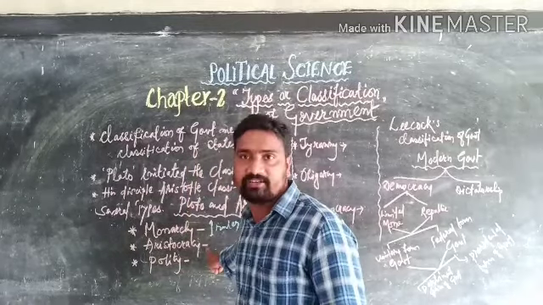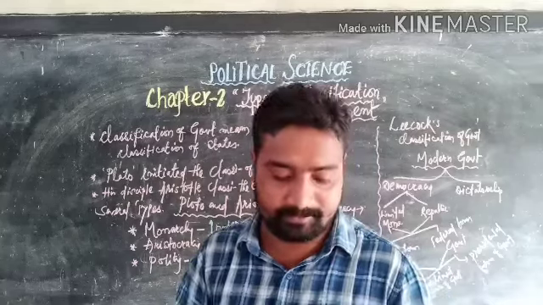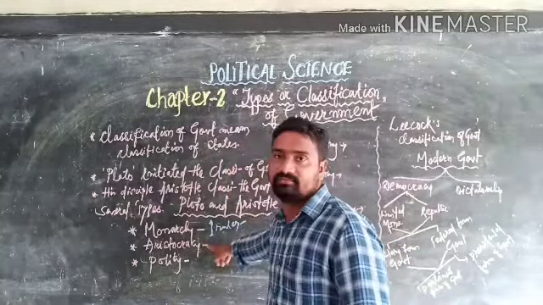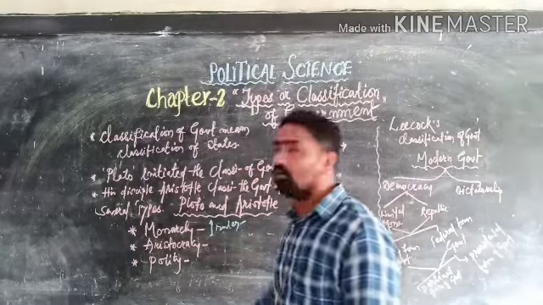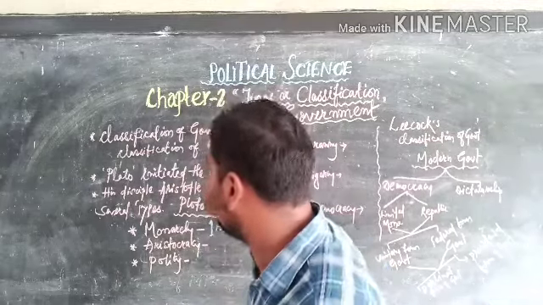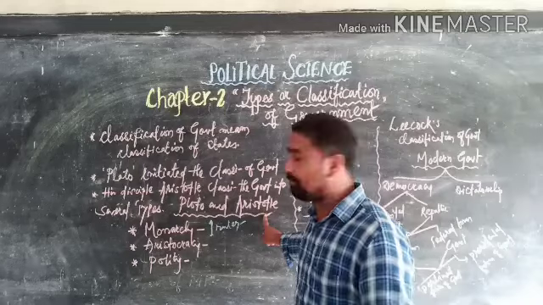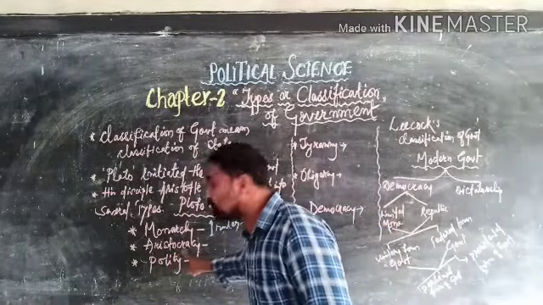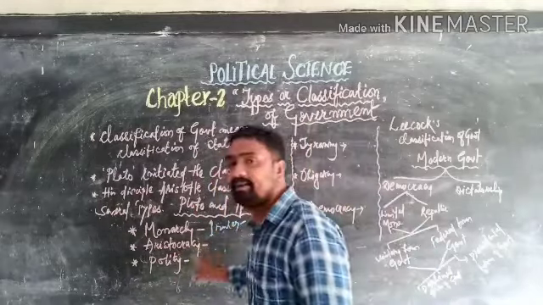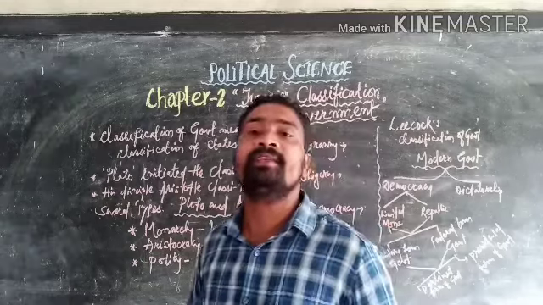Then second one is aristocracy. Aristocracy is a form of government where a few people come together and rule the country for the welfare of the common people. Is it clear? In monarchy, one ruler for the welfare of the common people. In aristocracy, a few people come together and rule the country for the welfare of the people.